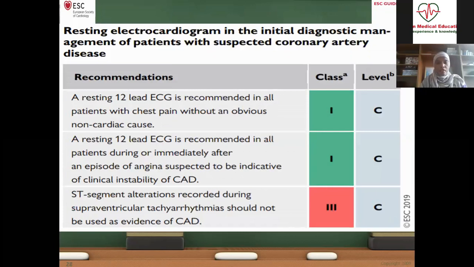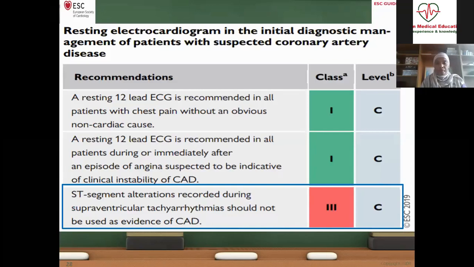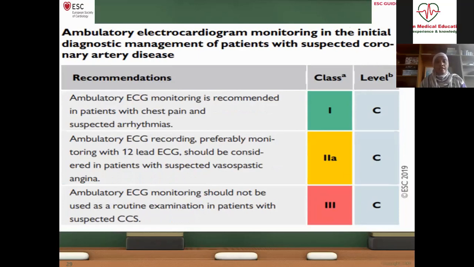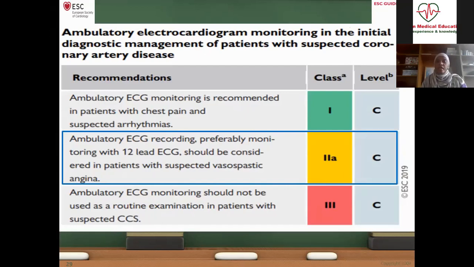I just would like to mention here that the guideline states that we should not use the ST segment alteration as evidence of coronary artery disease for those presenting with a supraventricular arrhythmia. Here is just the recommendation of the guidelines, which is a 2A recommendation, for those patients who are suspected to have vasospastic angina. It is recommended actually, and it's a 2A as we can see. You should consider ambulatory ECG recording to identify the ST shift in those patients without increasing the heart rate. Next.